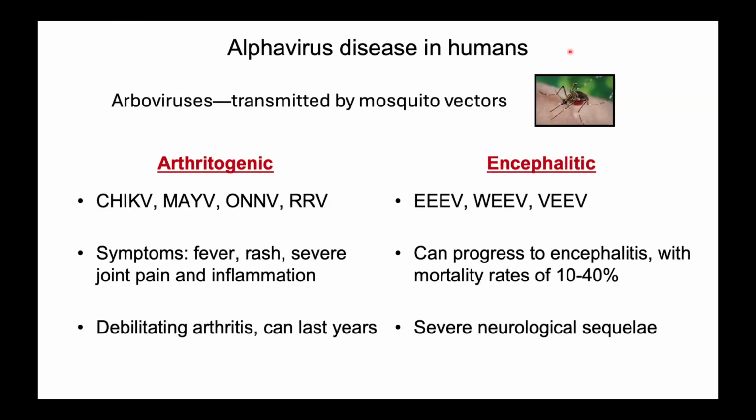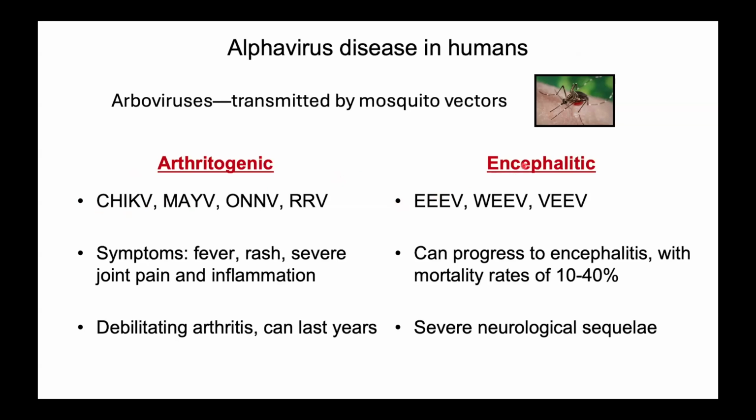Okay, so just a quick overview about alphaviruses and their diseases in humans. They're transmitted by mosquito vectors in general. They're arboviruses. There's a group that are called arthritogenic, that includes chikungunya, Mayaro, O'nyong-nyong, and Ross River virus. The symptoms are severe joint pain and inflammation, and importantly, they can cause a debilitating arthritis that can last for years. So we're going to really focus on chik today.